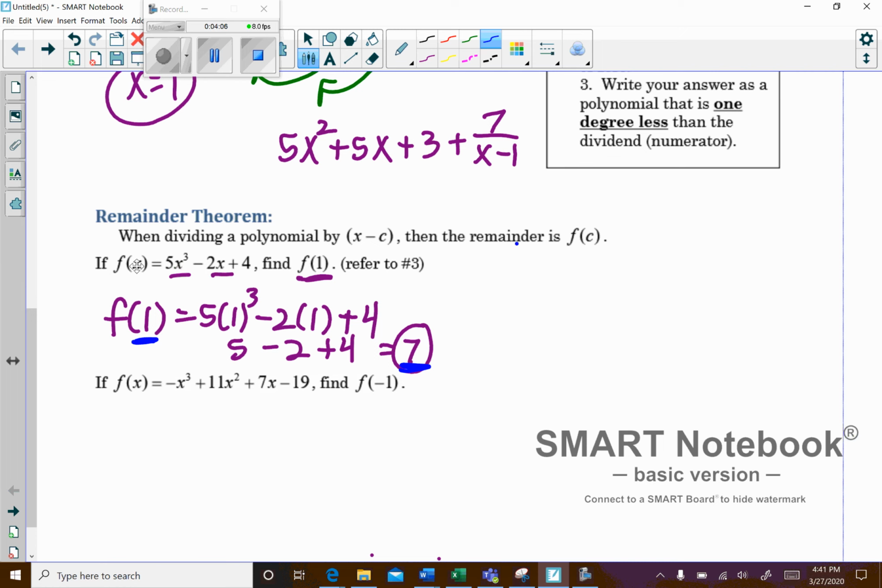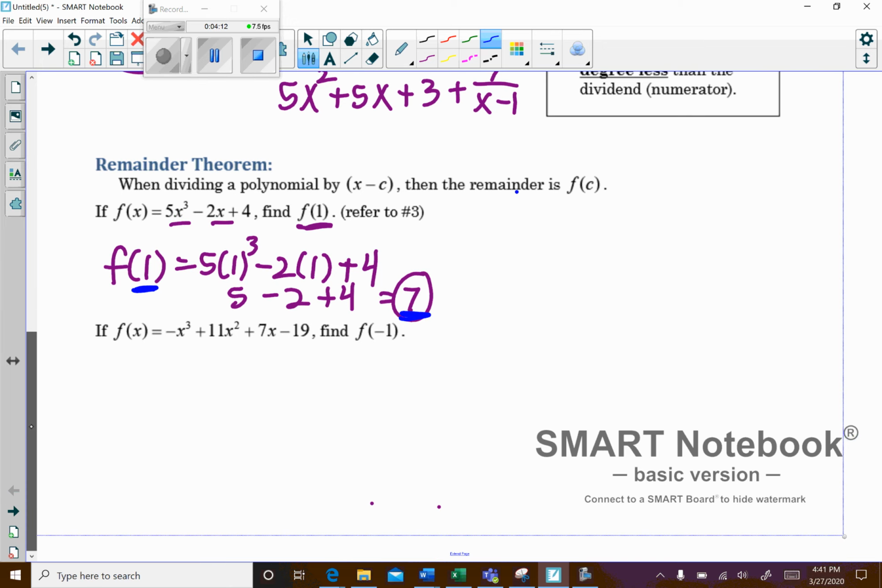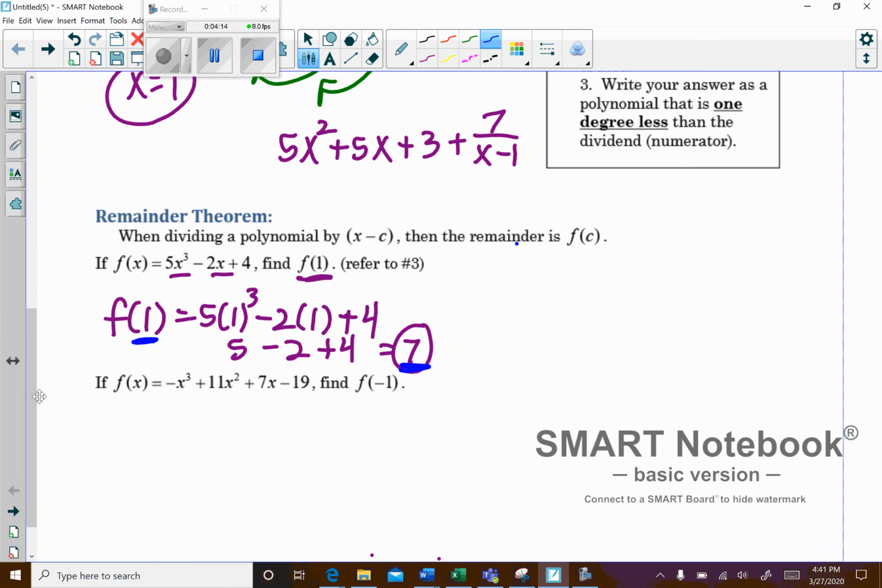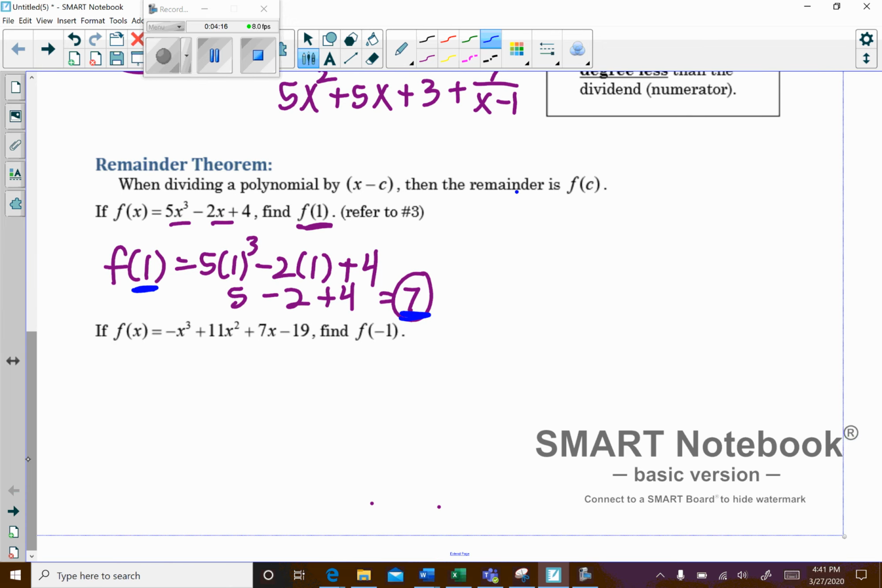And so this is really just a faster way of doing it. If you really wanted to, you could evaluate the function like I did here, but I'm going to have an example in a minute where it's a fraction. And once again, if you really wanted to, you could plug it in, but you'll see that synthetic division is actually a faster way. So I'm going to go ahead and skip this next one. Let's get to the one with the fraction.